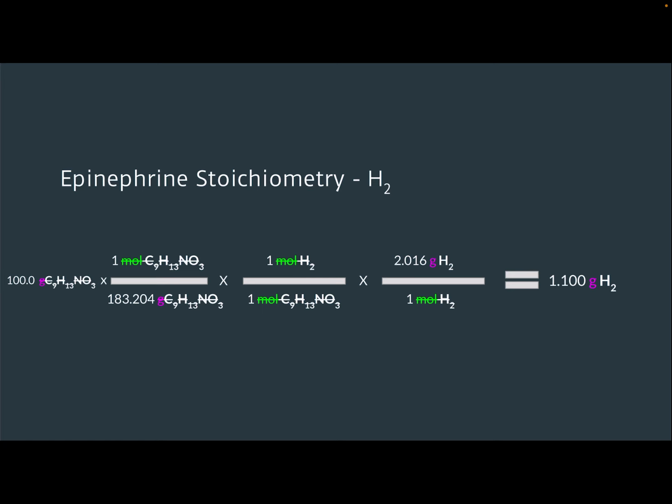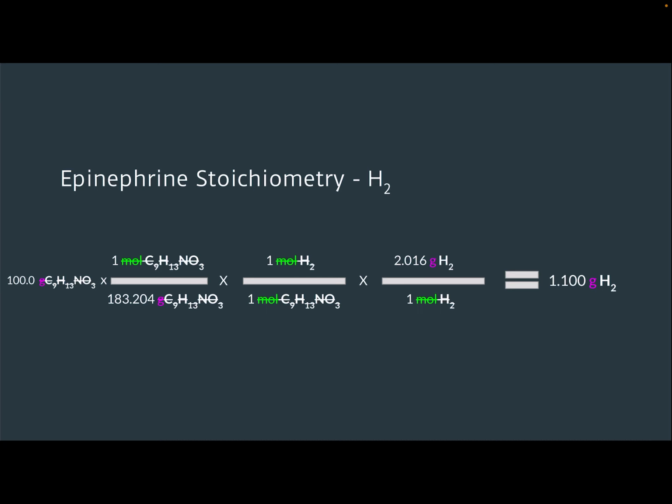We then want to do the same exact thing for hydrogen, so we do 100 grams of epinephrine multiplied by 1 mole of epinephrine divided by, once again, the molar mass, which is 183.204. We then multiply that by 1 mole of hydrogen, because there's only 1 mole in the equation, and divide that by 1 mole of epinephrine, because there is, again, 1 mole of epinephrine in the equation.